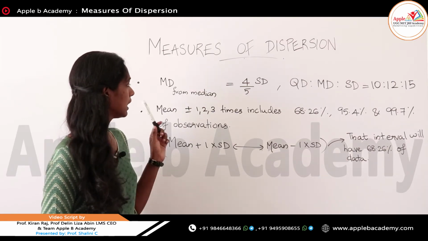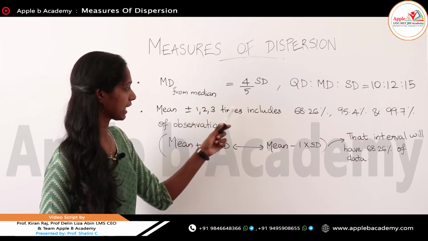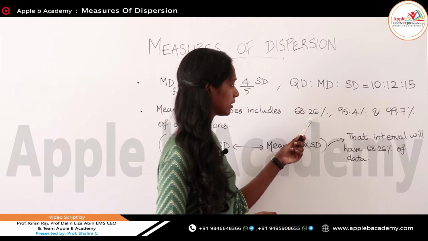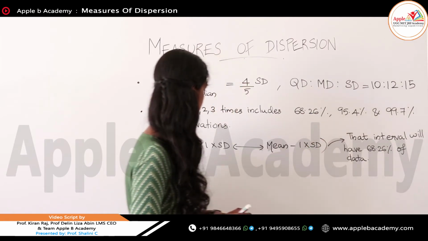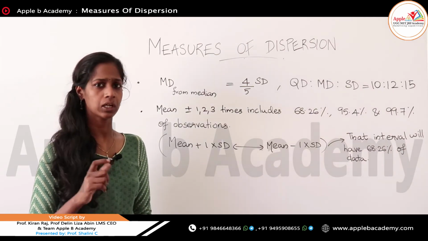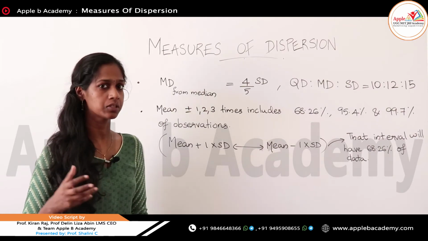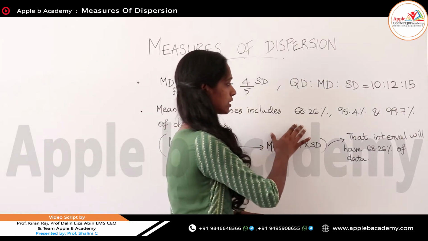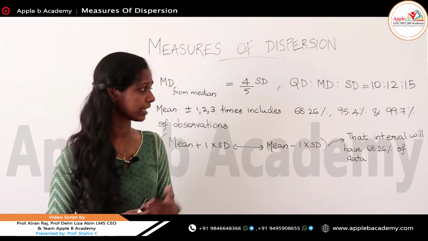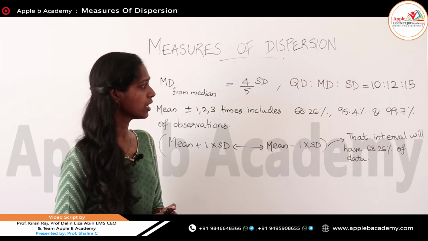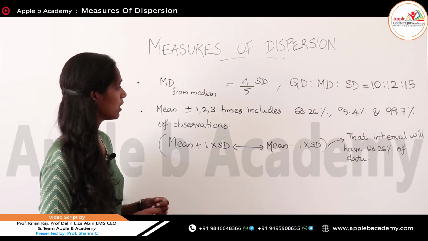So quartile deviation is to mean deviation is to standard deviation is equal to 10:12:15. An additional property is that mean plus or minus 1, 2, 3 times standard deviation includes 68.26%, 95.4% and 99.7% of the observations. So what does this statement mean? Mean plus or minus 1, 2, 3 times includes 68.26%, 95.4% and 99.7% of observations.